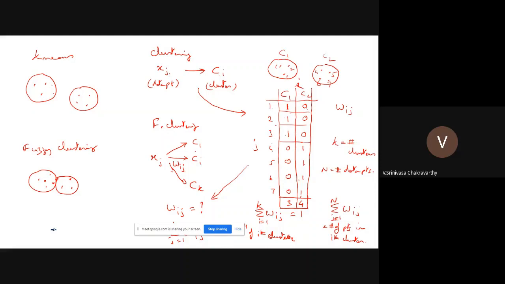Then the second thing is the sum of all entries in a column. Traditionally, it indicates the number of points in the corresponding cluster because each column corresponds to one cluster. The same thing now in case of fuzzy clustering is sigma Wij, j equal to 1 to n, for a given i. It represents some kind of a mass of the ith cluster.